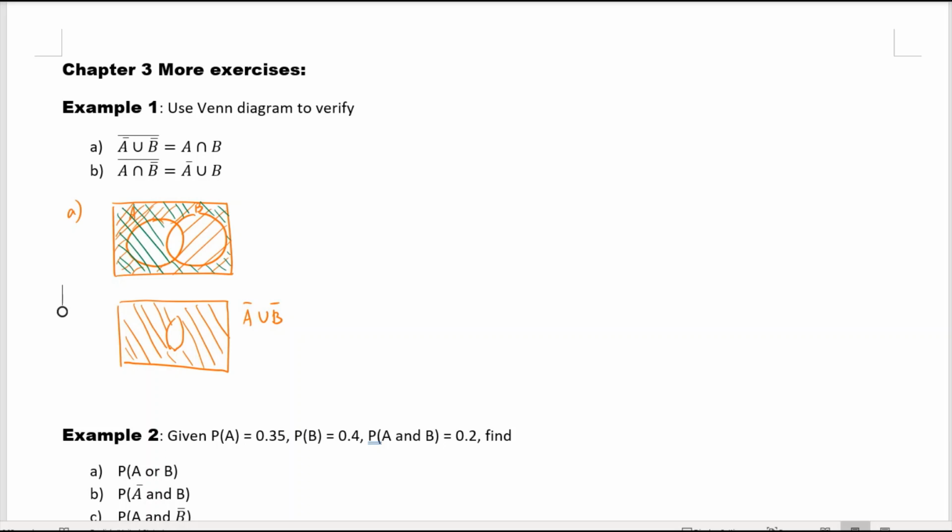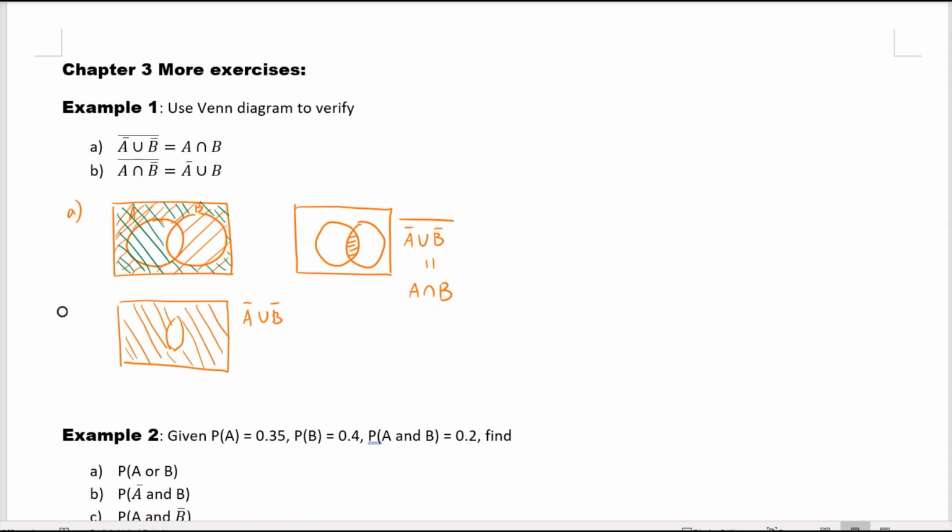When we take the complement of that, it becomes this middle piece. So this is the complement of A complement union B complement, and this is exactly A intersect B. So this is how we use the Venn diagram to verify this equality.